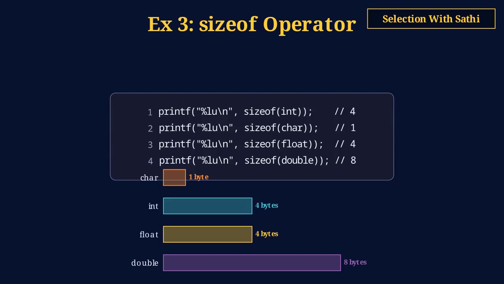Sizeof is essential when doing dynamic memory allocation with malloc. You write malloc(n * sizeof(int)) to allocate space for n integers. Remember, sizes can vary across platforms, so always use sizeof instead of hard-coding byte counts.